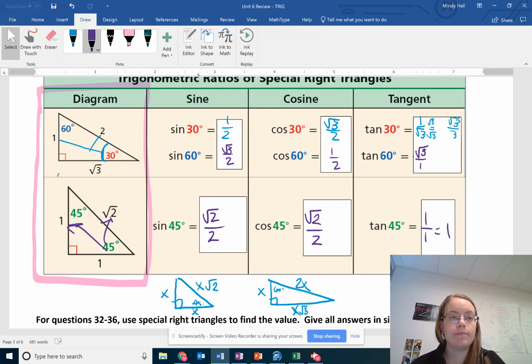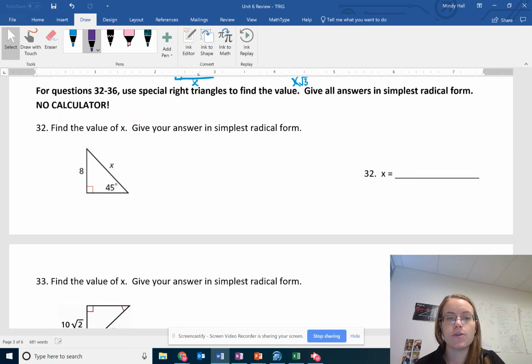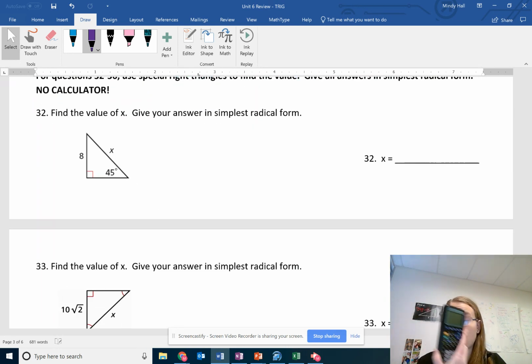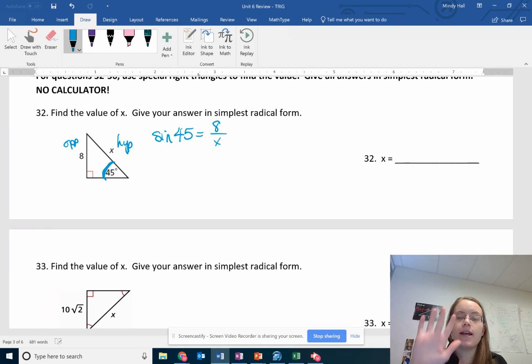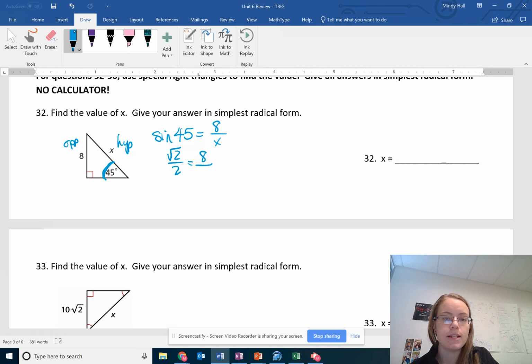Okay, so we have to do these next ones without a calculator, so this is going bye-bye. To find the value of x, it totally depends on which way you do it. So I will do the trig way first. If I was trying to use trig, I would be referring to this 45 degree angle. That 8 is opposite, and the x is my hypotenuse. So I would want to do sine, because it's opposite over hypotenuse. Sine of 45 is 8 over x. And sine of 45, using your hand, you put down your middle finger for 45, is square root 2 over 2. So square root of 2 over 2 is 8 over x.